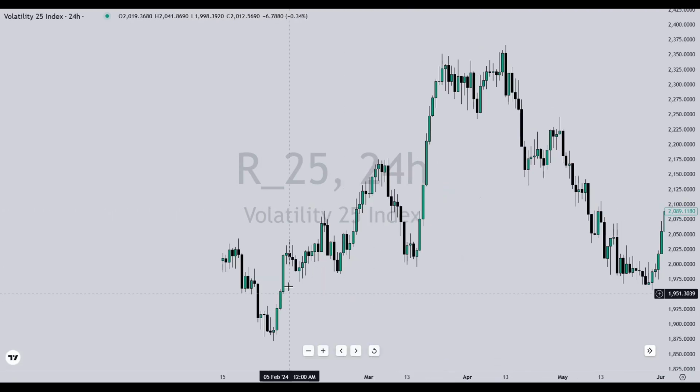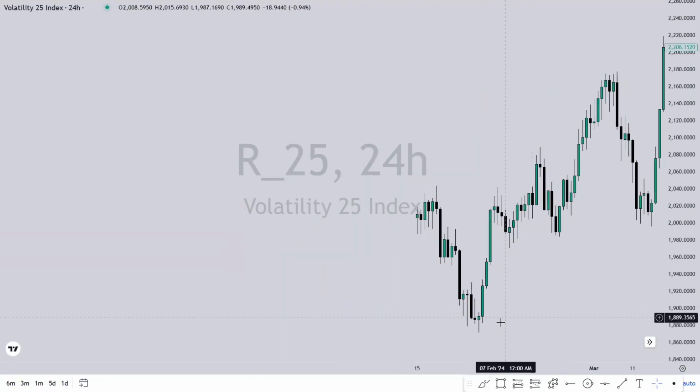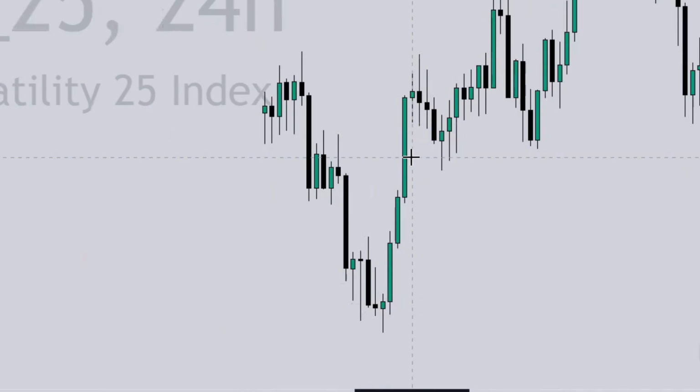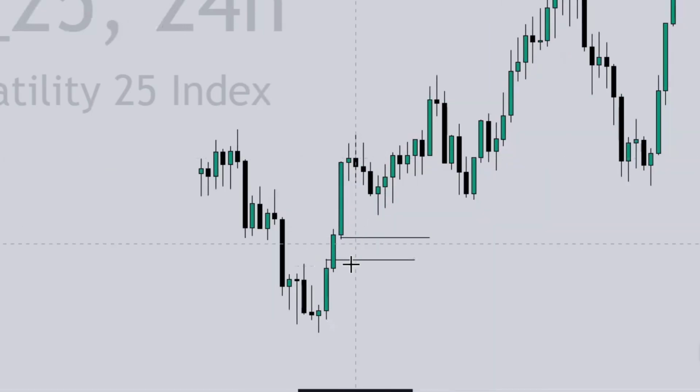Now, fair value gaps are often created in 3 candles. So let's see what a fair value gap is. An example of a fair value gap is this. We have 1, 2, 3 impulsive candles. So we'll pick the wick of the first candle. You can see that this is the wick of the first candle. We mark it out. Then we pick the wick of the third candle. And you can see that we have a gap. There is a space that has been left unfilled.